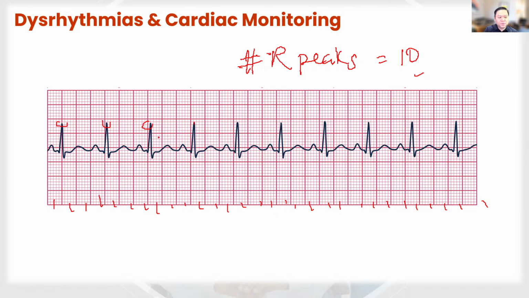So how many R's do we have here? 1, 2, 3, 4, 5, 6, 7, 8, 9, 10. So quite borderline, right? Possibly any more than that can lead to sinus tachycardia.